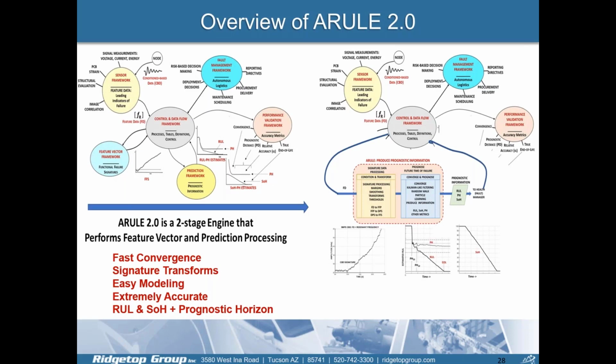We started off with that framework, which had on the left side and on the bottom the sensor framework, the feature vector, and the prediction framework. We discovered that in reality, the feature vector and the prediction framework are very closely tied together. If you do your feature vector correctly, it makes the input into the prediction framework much better for producing accurate diagnostics. So we came up with the architecture you see on the right-hand side, where instead of two frameworks, we have a single A-Rule engine that performs the function of the feature vector framework and the prediction framework.